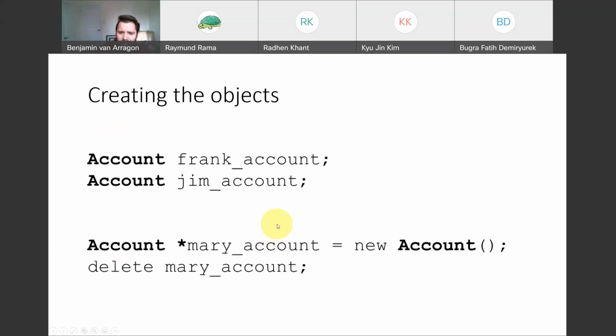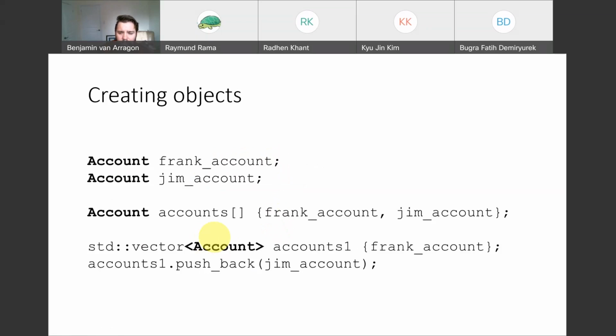Cool. So to create an object from Account, we could create an Account that is Jim_account or Frank_account. And you can create as many account objects as you want from the class template. And same thing, you can create a pointer to an account on the heap. But remember, you have to use that delete keyword.